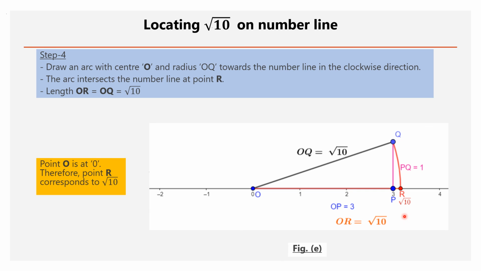In case if we want to mark negative square root 10 on the number line, in that case we have to draw the arc with the center at O and radius OQ in the anti-clockwise direction, intersecting the number line on the negative x-axis.